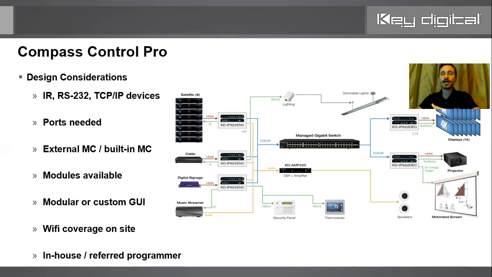So what are the design considerations when you are going to be working with Compass Control? You want to turn your iOS device into a professional control system, or your customer's iOS device into a professional control system. Well, you just need to count up how many devices you are controlling, and you need to determine if they will be controlled via IR, infrared, RS-232, or TCP/IP. You combine all the IR and RS-232 devices, and that's how many ports you need in your control hardware. Some hardware is built in, some hardware is external if you're not working with our 4K AV over IP system, for example.